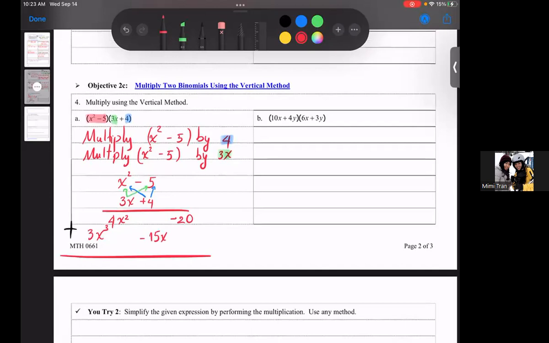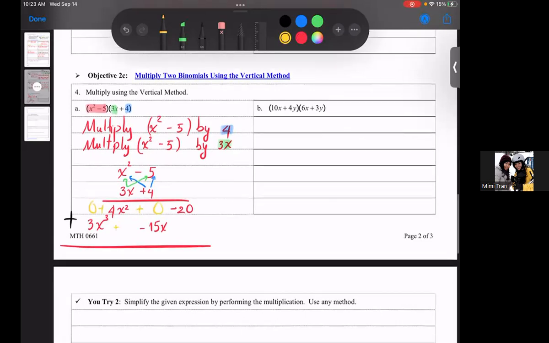There's nothing above here to add to the x cubed, so basically 0, right? That is like 0 plus, and then plus 0 here as well. Whatever empty space you see is plus 0. So add vertically, I have 3x cubed. That's why I leave a little space, right? It's missing the power. Plus 4x squared minus 15x minus 20. Do you like it? No.